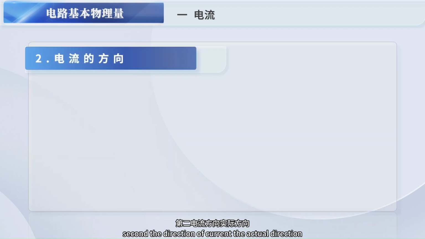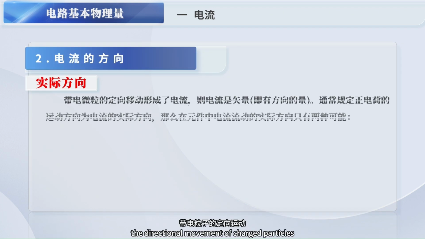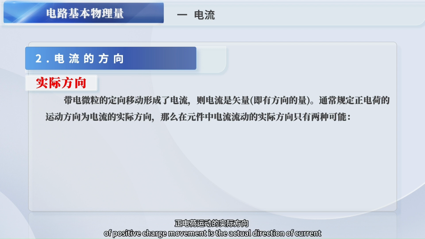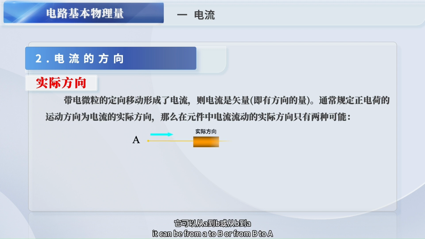Second, the direction of current, the actual direction. The directional movement of charged particles forms current. Current is a vector which has a direction. It is usually stipulated that the direction of positive charge movement is the actual direction of current. So in components, there are only two actual directions of current. It can be from A to B or from B to A.